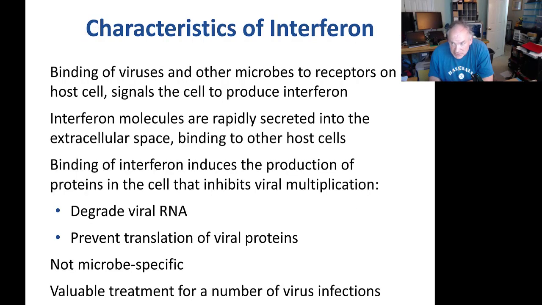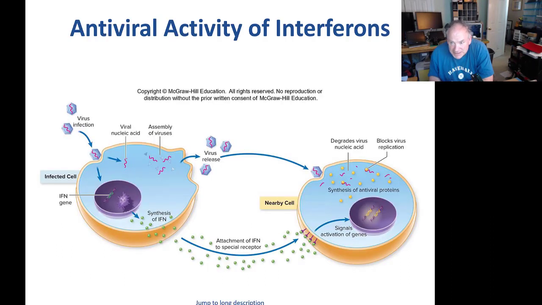Binding of viruses and other microbes to receptors on host cells signals the cell to produce the interferon, and the binding of the interferon induces the production of proteins that inhibit viral multiplication. Usually we're after the RNA type, prevent translation of viral proteins, not microbe specific. It is a valuable treatment for virus infections, however. You can see nearby cells and the interferon factors the signals, and they're very potent signals to turn on aspects of our natural way of dealing with things.